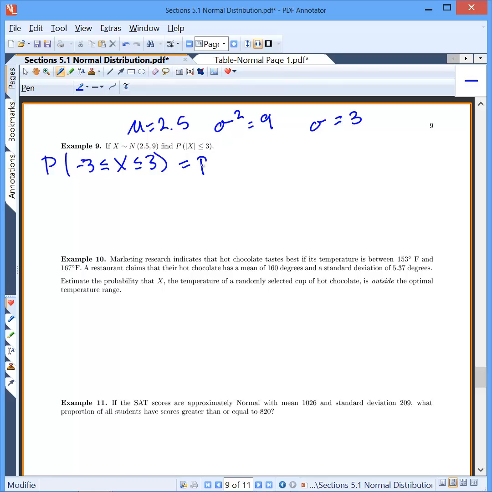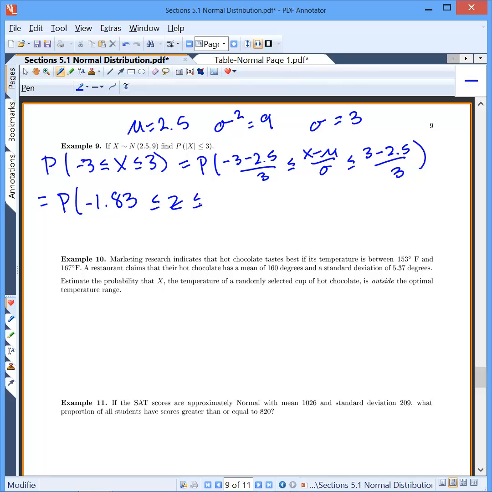So this is the probability. We need to standardize both values. So negative 3 minus 2.5 over 3 less than or equal to x minus mu over sigma less than or equal to 3 minus my mean of 2.5 over my standard deviation of 3. So this becomes the probability that z is between negative 1.83 and 0.17.